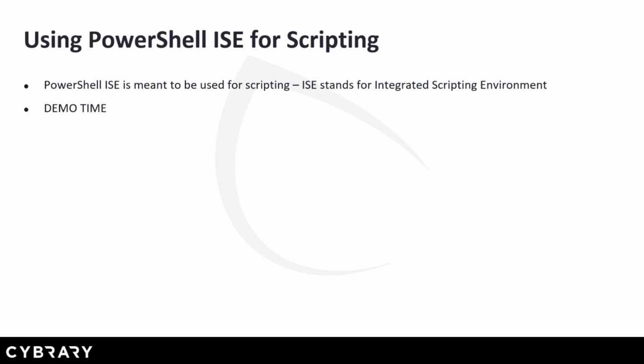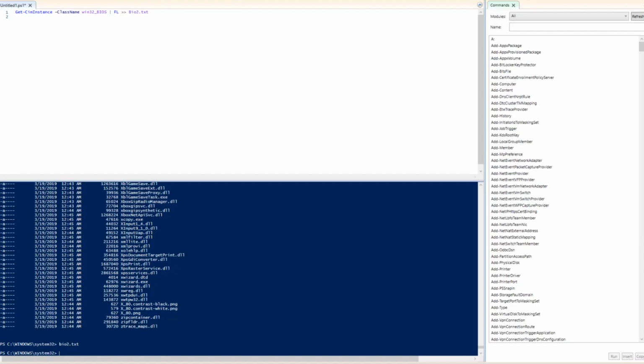PowerShell ISE is actually meant to be used for scripting. ISE stands for Integrated Scripting Environment. So this is what PowerShell ISE looks like. I have already modified some things to add the commands window and the script window.